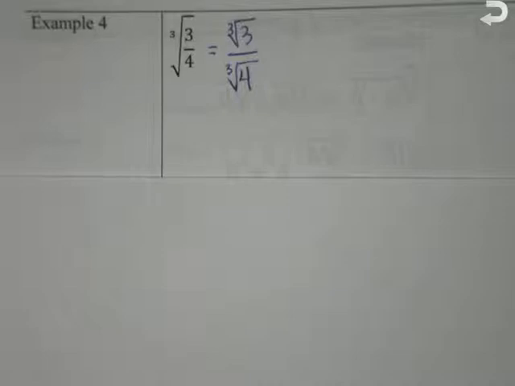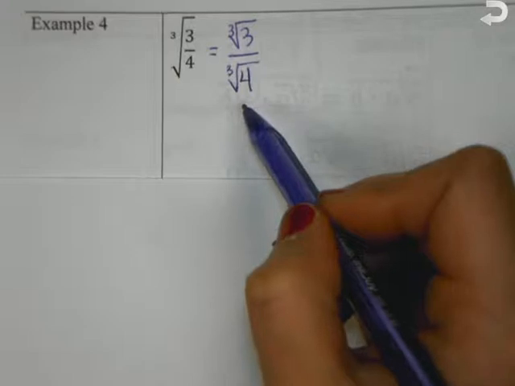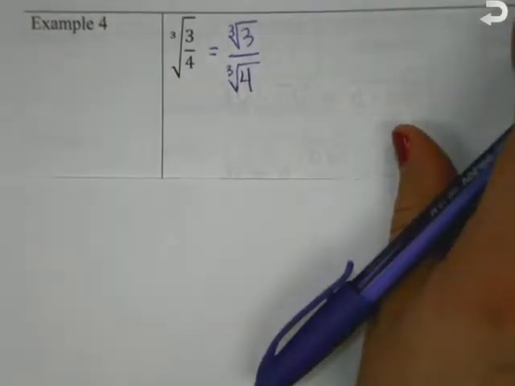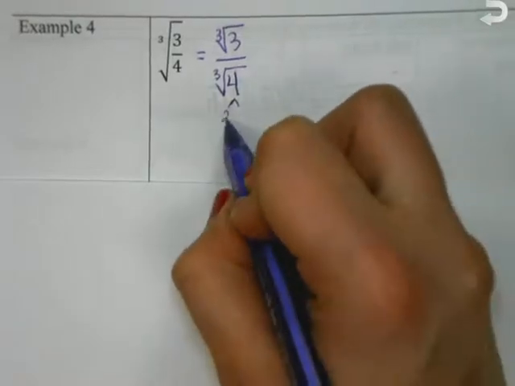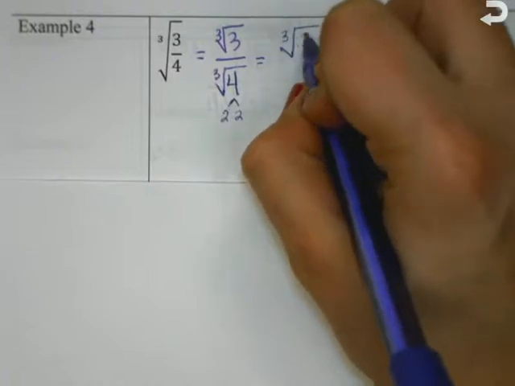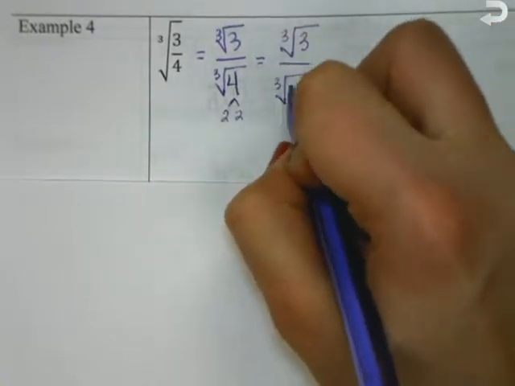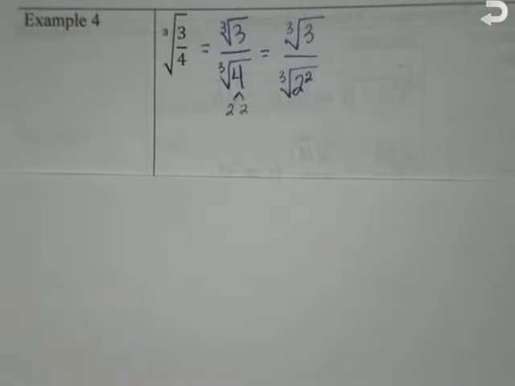Okay, I have a cube root in the denominator, which is not allowed. So before I start trying to rationalize or get rid of that denominator, I need to figure out how I can rewrite 4. 4 breaks down to 2 and 2. So this is the cube root of 3 all over the cube root of 2 squared. All I did was rewrite 4 as 2 to the second power.